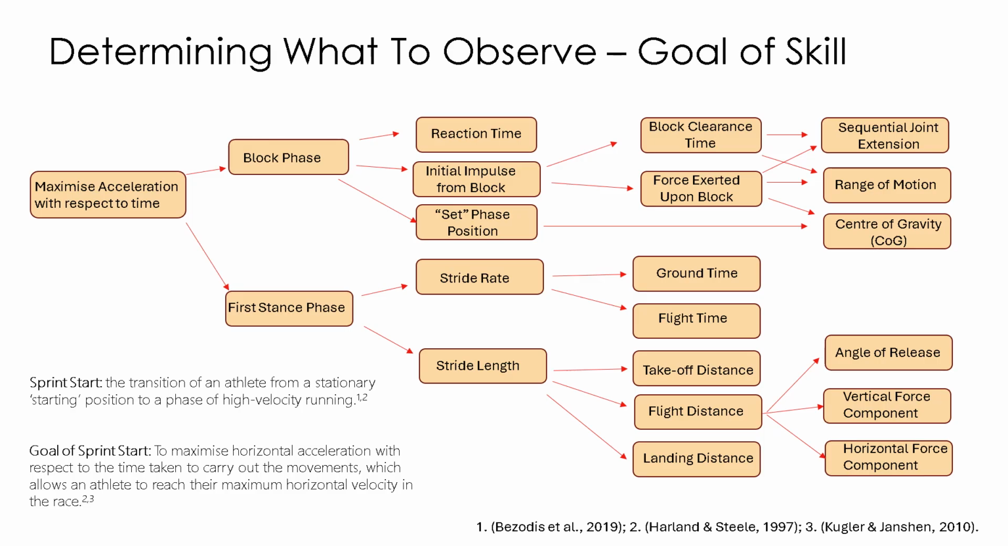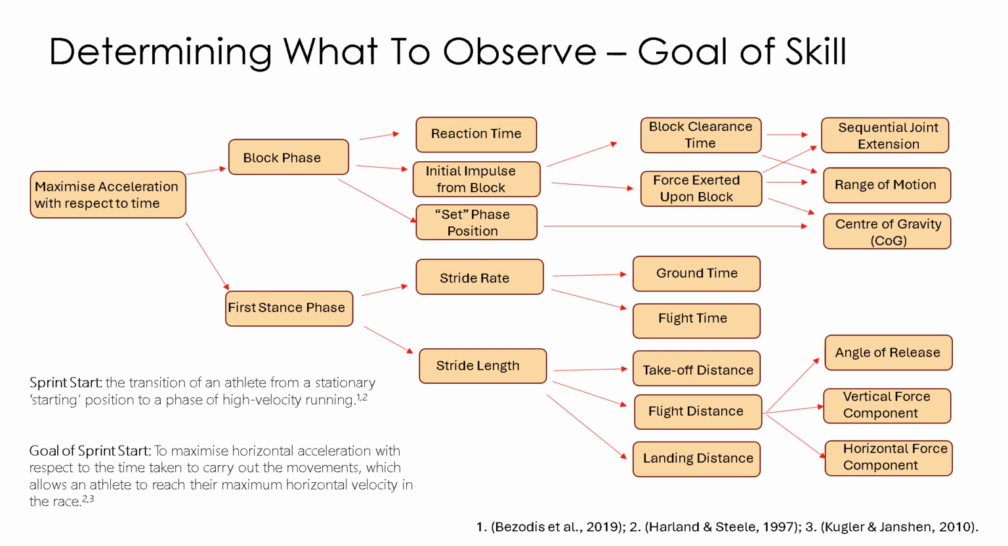So the sprint start encompasses the initial stages of a sprint and is the transition from a stationary starting position to a phase of high velocity running. The components of the movement are the block phase, which relates to the body position at the start of the race and the initial acceleration from the starting block, as well as the first stance phase, which involves the initial contact on the track after exiting the block phase.